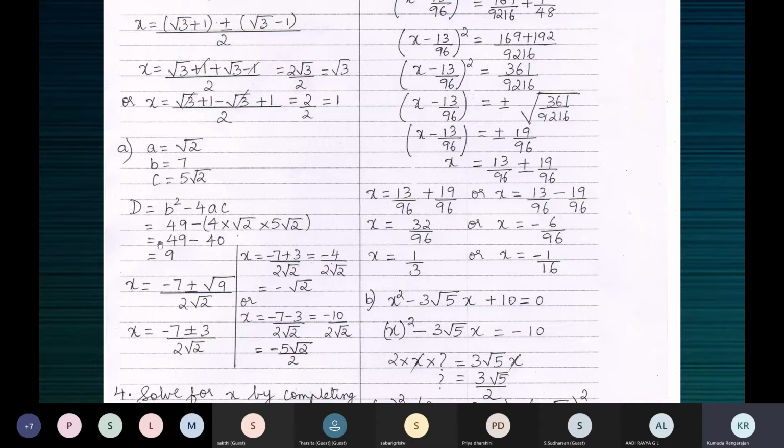What is d? D is 9. So root d, root 9, by 2a, 2 into root 2. And solve this further. X is equal to minus 7 plus or minus 3 by 2 root 2. So x is equal to once with the plus sign, then with the minus sign. So minus 7 plus 3 by 2 root 2, or x is equal to minus 7 minus 3 by 2 root 2. Work that further. Let's have a look at this answer. I think you should have a look at the simplification here.